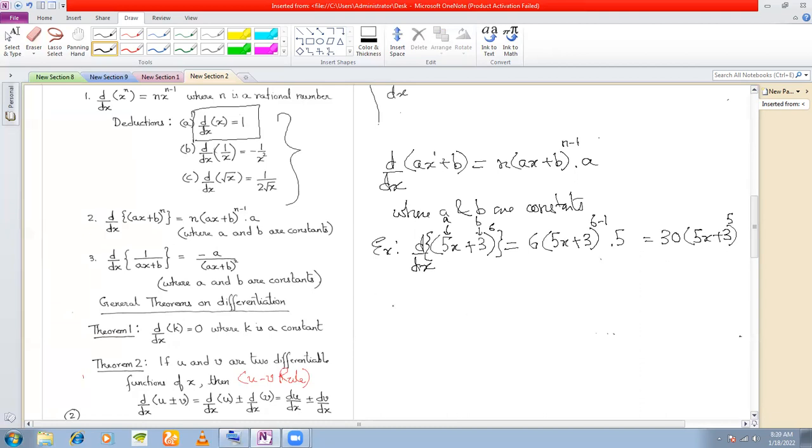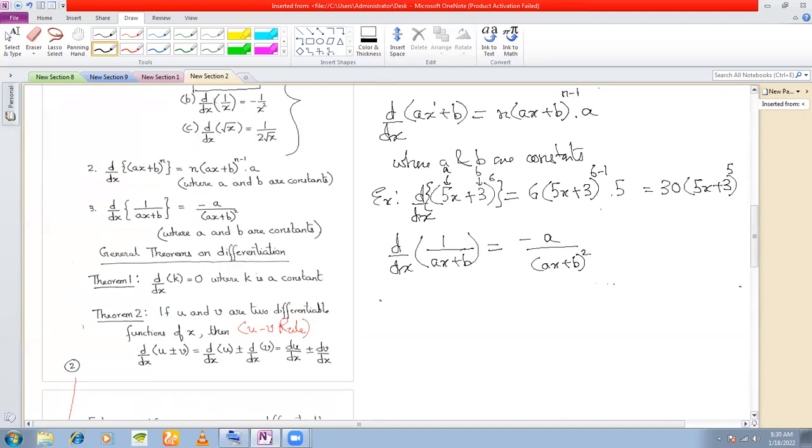The next formula here is d/dx of 1 by ax plus b. Again, the reciprocal of a linear polynomial. The power of x in this is 1. Remember, the reciprocal of a linear polynomial, 1 by ax plus b. How do you differentiate this? The formula is minus a by ax plus b square.